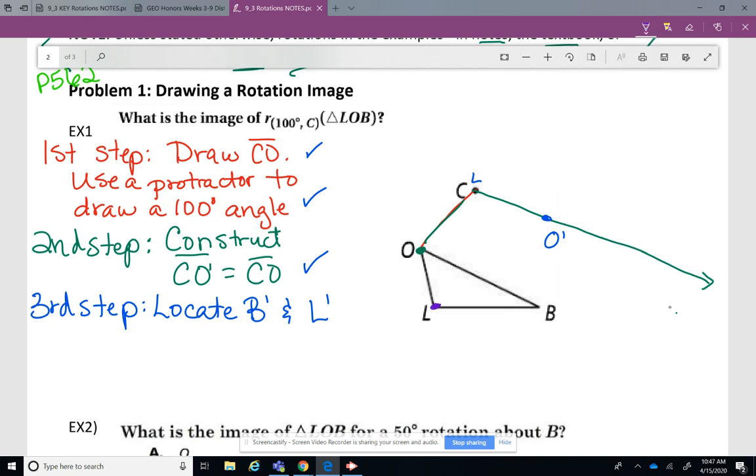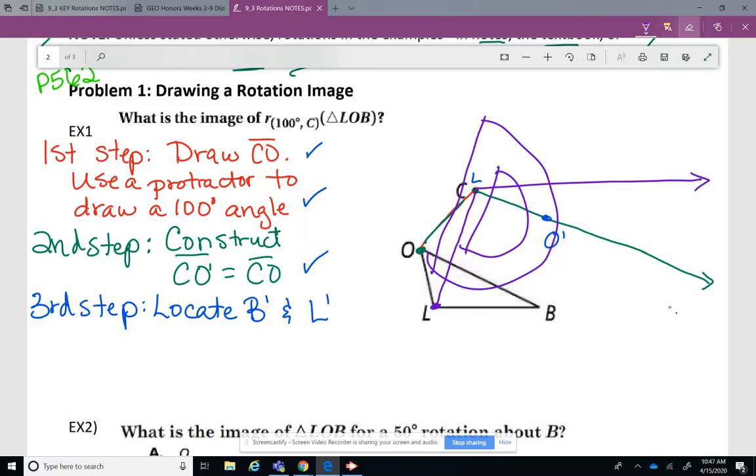We'll do it next. Draw a line from C to L. Now pick up your protractor, put it right here again, okay? You're going to do a 100-degree angle. So I'm thinking that's going to come right about here. Okay, so go ahead and move your protractor. Okay, so this angle right here is about 100 degrees. All right, so the first thing I did is I drew CL. Okay, I used my protractor to draw a 100-degree angle.